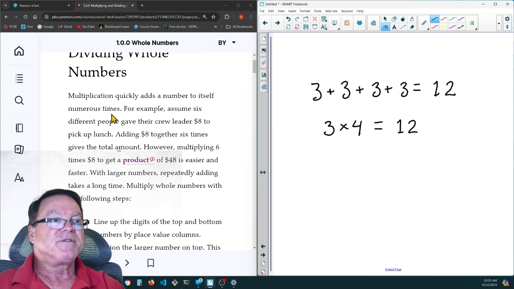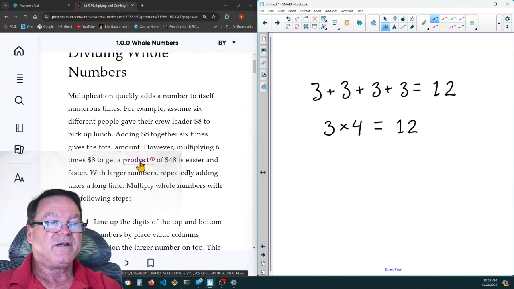Multiplication quickly adds numbers to itself numerous times. For example, assume 6 different people gave their crew leader $8 to pick up lunch. Adding $8 times 6 gives the total amount. However, multiplying 6 times 8 to get a product of 48 is easier and faster than trying to add 8 plus 8 plus 8 plus 8 plus 8 plus 8. We'll just say 6 times 8.